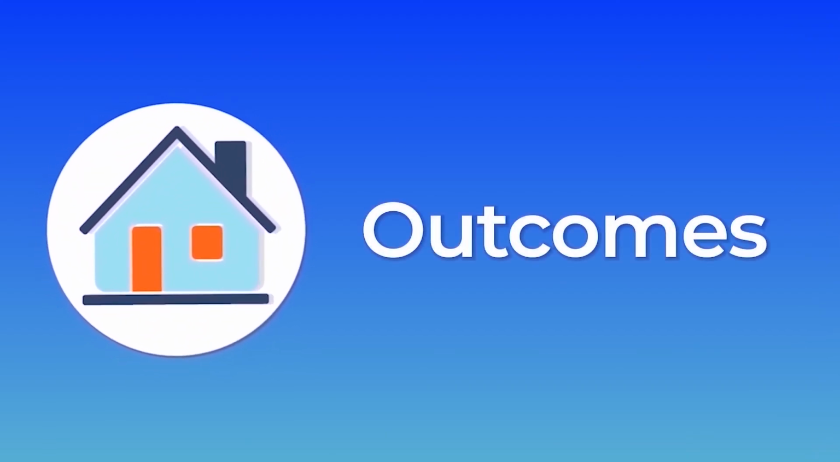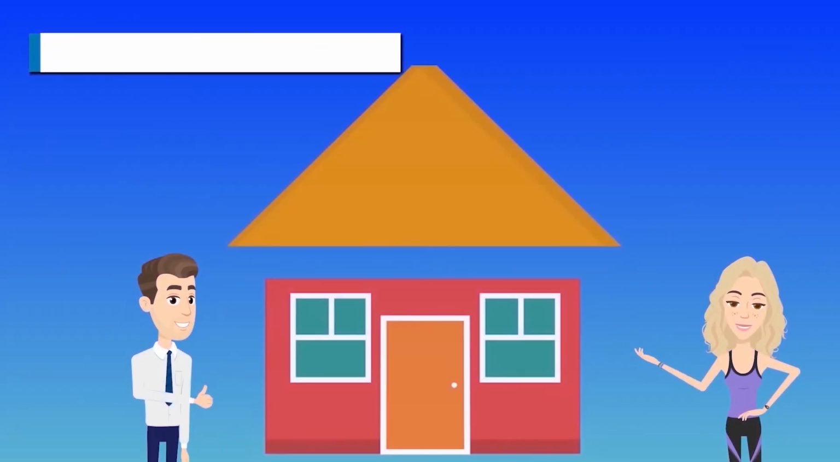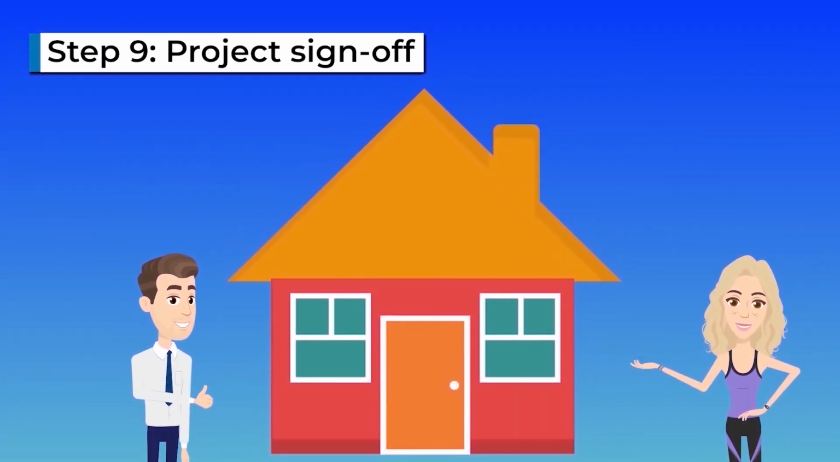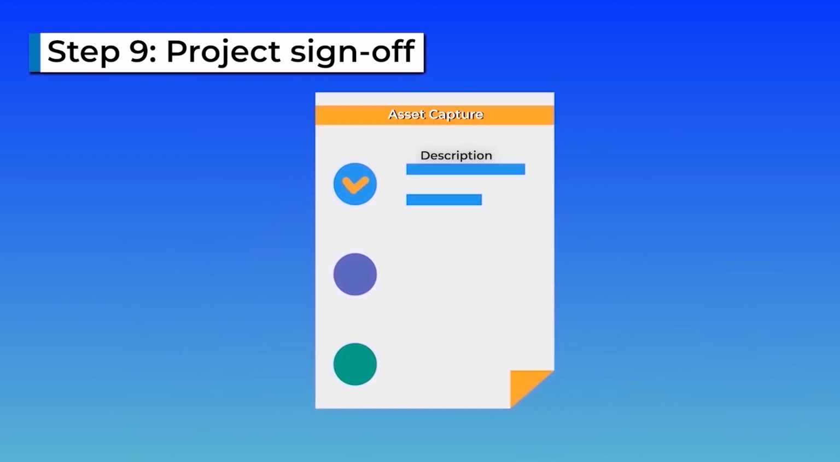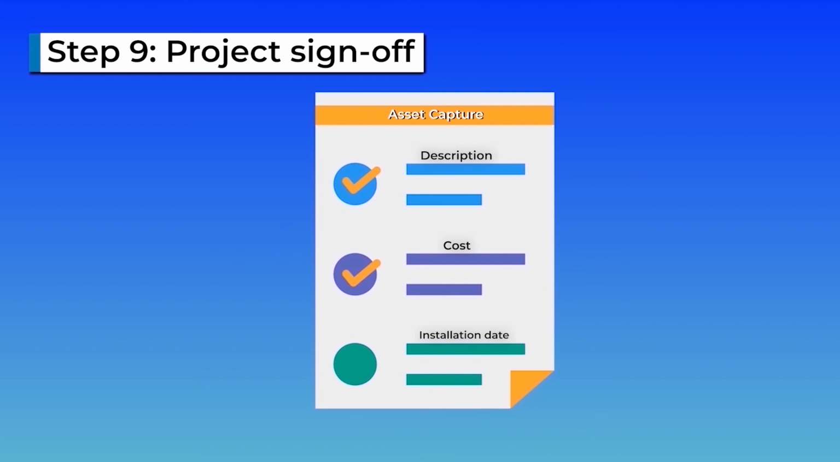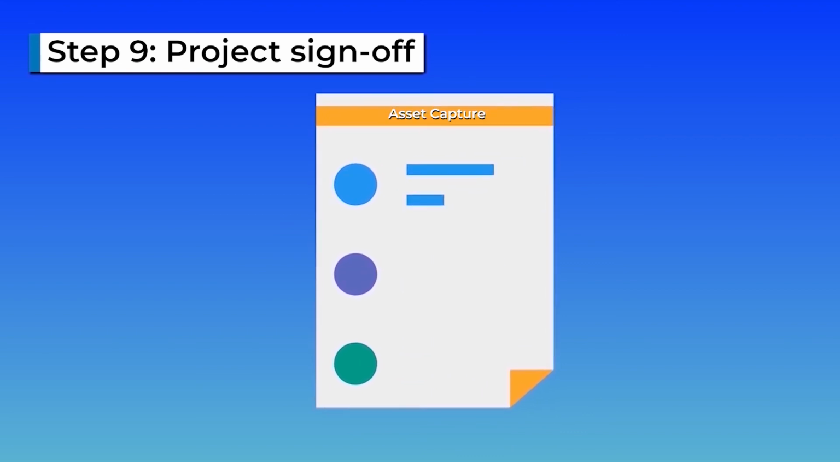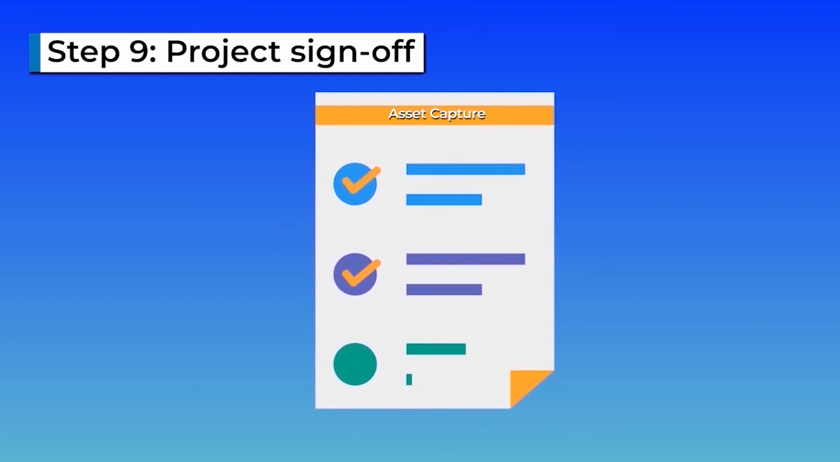The outcome stage consists of asset information being captured by Redlands City Council once your project is complete. Step 9 is project sign-off. When you have finished your project, you must provide confirmation of project completion to Redlands City Council. This can include capturing asset information from you in order for an accurate record of what assets are located on council land to be obtained.